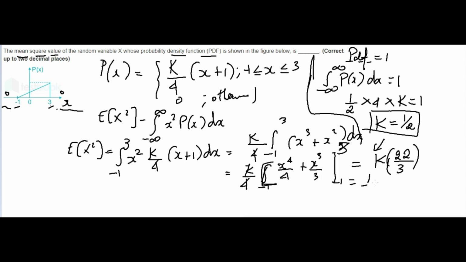That means you get 1 by 2 into 22 divided by 3, which is equal to 11 divided by 3. So the answer is 3.67. The answer you will get is around 3.67, so 3.5 to 3.7 is moreover okay.